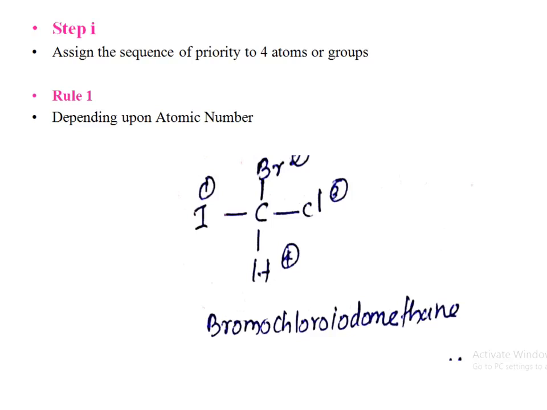So this is step 1. Here we arrange the sequence of atoms and groups and decide the priority, and then we decide the configuration. The first rule is based on atomic number. Based on atomic number we decide the configuration. Here is the example of bromochloroiodomethane. See here, iodine has the highest atomic number, then bromine, then chlorine, then hydrogen. According to this we decide the configuration.